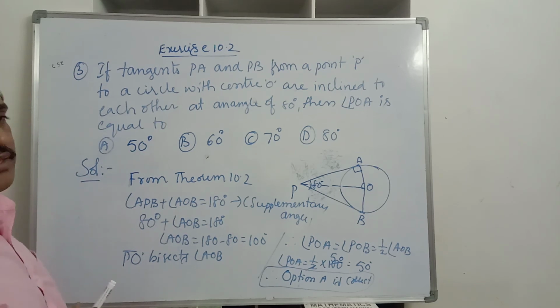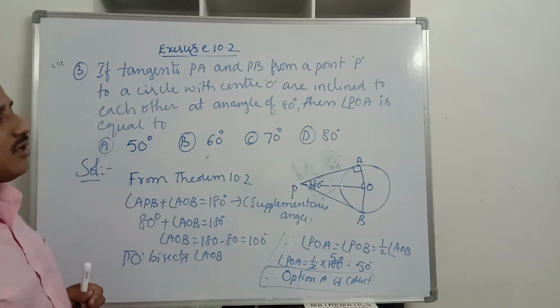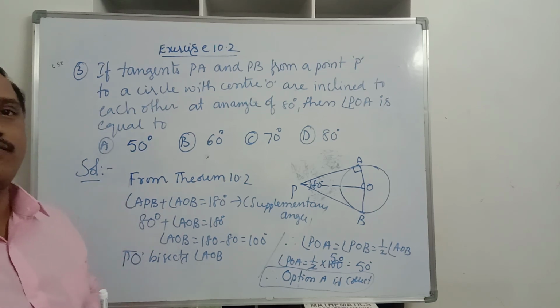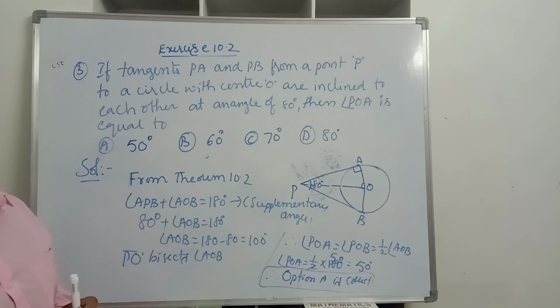That is theorem 10.2: the number of tangents from a point to the circle, whether the point is inside the circle, on the circle, or outside the circle, and what is the length of the tangent of a circle.